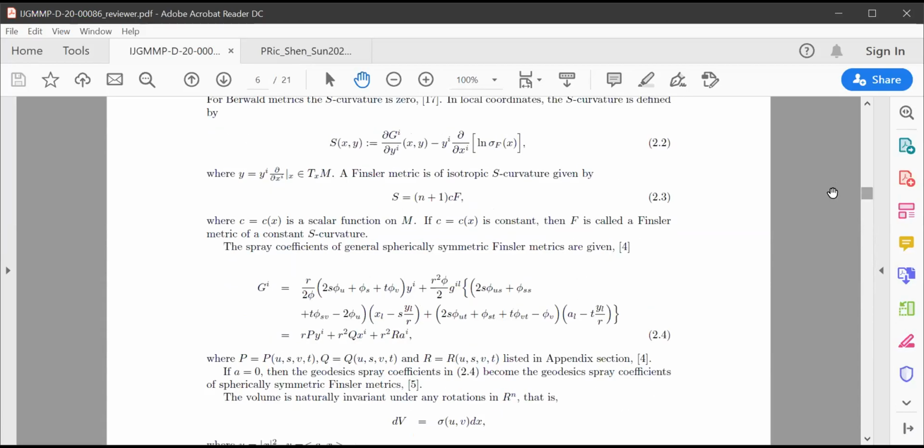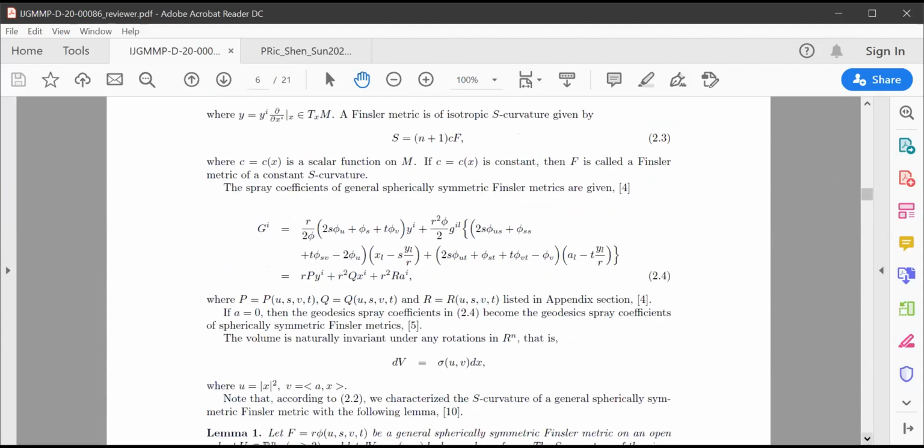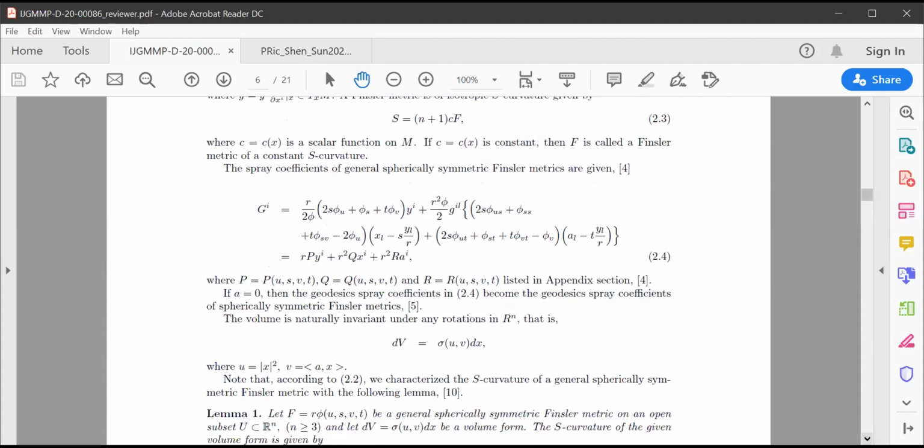Okay, so this is our formula. Once you get that, you have to compute the curvature, right? And U, V are the variables on the base manifold. Okay, so here's the point.